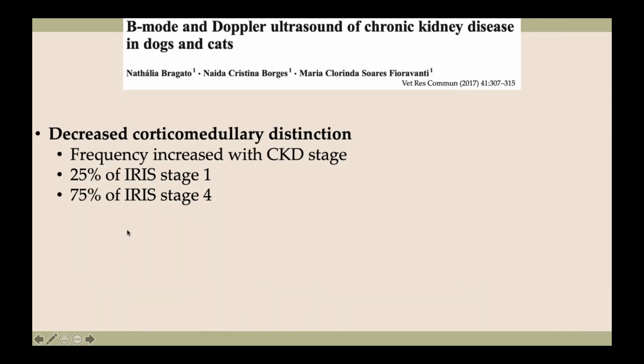Oh, let me go back one. Another finding that was reported in this paper is that you could see decreased corticomedullary distinction: that hyperechoic cortex to hypoechoic medulla, the line between them became a bit blurred. And it was reported that this, obviously being quite a subjective finding, was there in about 25% of patients with stage 1 CKD and up to about three-quarters of patients with stage 4 CKD.